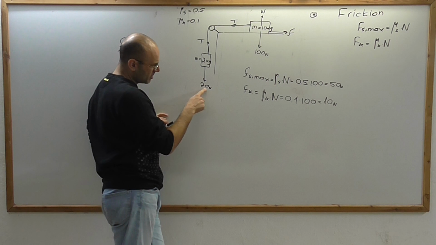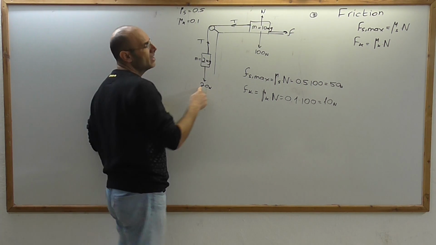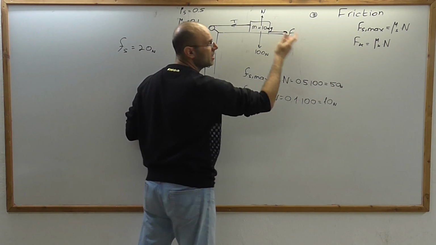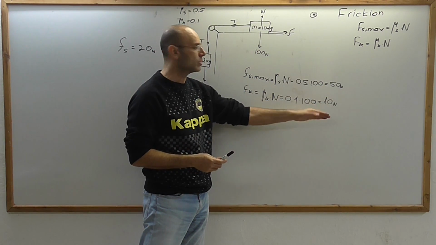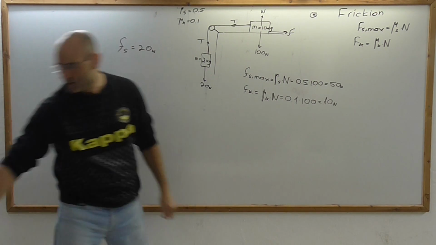Suppose this force was 60. If it was 60, then it will overcome the maximum friction force that can be. So the system will move, and the friction will not be 50 anymore, it will be 10. And we can find acceleration accordingly.